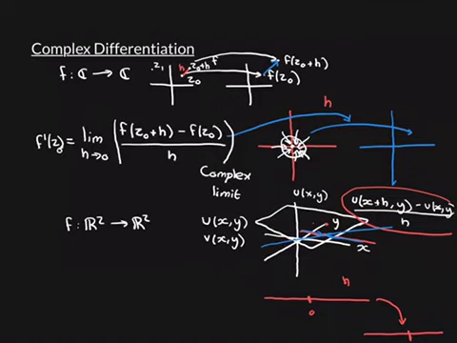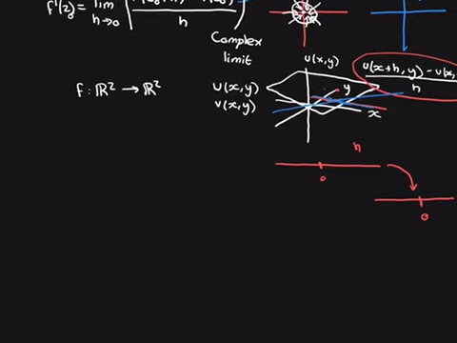So, if this value exists for the point z0, then we say that the function is complex differentiable at the point z0. If it exists for all elements of the complex plane, then we would just say that the function is complex differentiable. Let's do a few examples, or an example at least. Well, let's do a few.